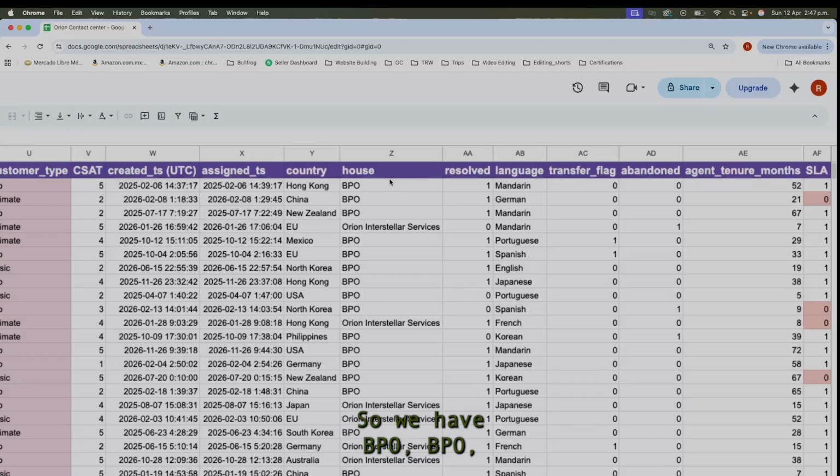So we have BPO. BPO means business process outsourcing.